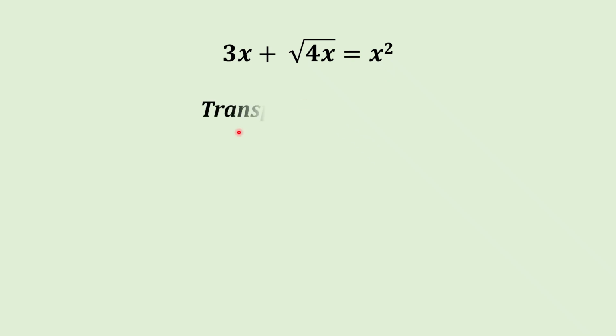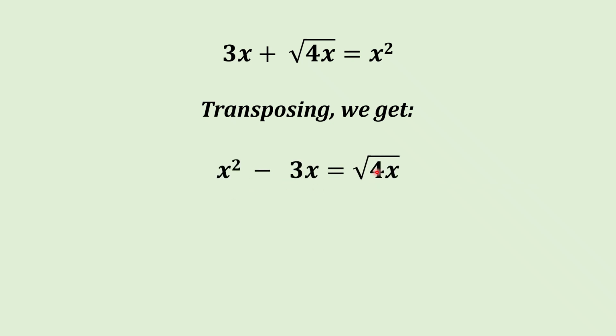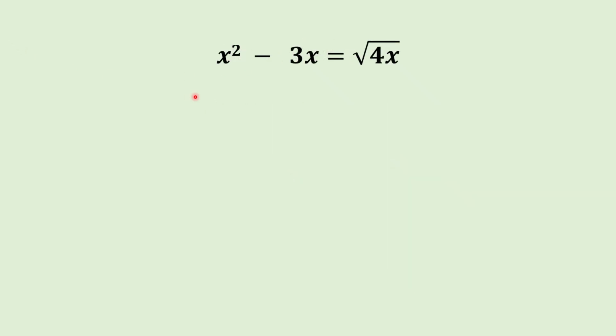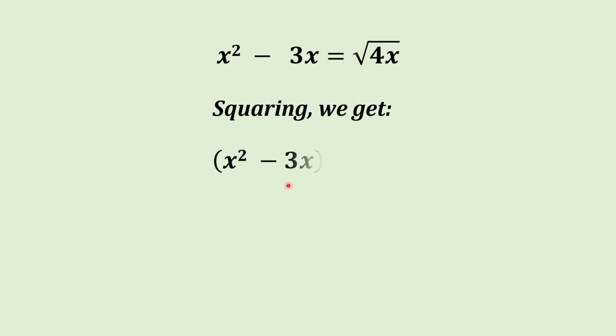Now transposing 3x to that side, we get x squared minus 3x equal to square root of 4x. So squaring both sides once again. Again we square both sides. So x squared minus 3x, whole squared, will be equal to square root of 4x, whole squared, which will be 4x.